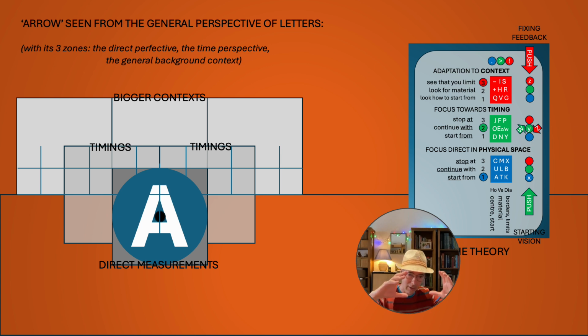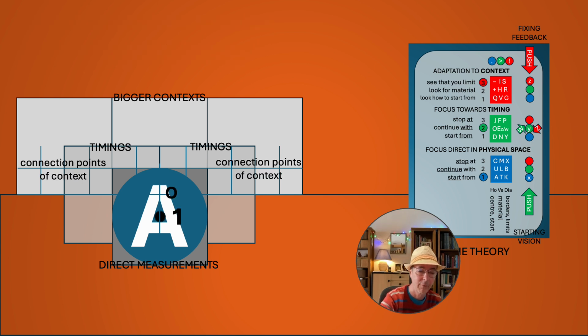3 categories. The focus of space, then the timings, which are a bit further, which leads my vision to left or right, or the bigger context in the end, where you don't see the things very well, with all the connections that can be there and all the connections that are available there. These are the 3 zones. So the direct measurements in A, the timings additionally, and the bigger context even more additionally of the letters that are connected with that. And of course you already see all the connection points that we can have.